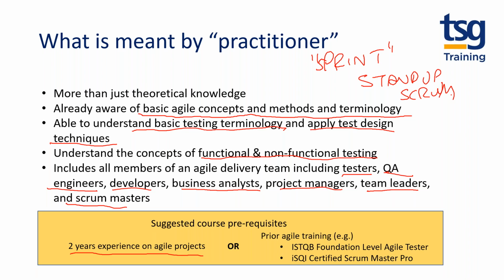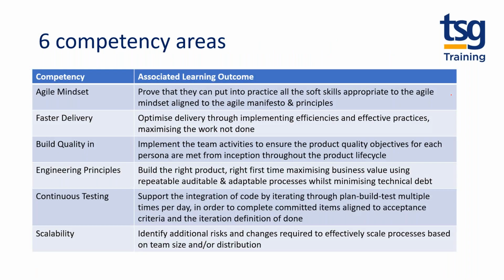So what are we actually going to focus on in those 3 days? We've got 6 competency areas that are very tied to Agile teams being able to deliver as efficiently and effectively as possible. So we're looking at the Agile mindset, and we're mainly looking here in terms of working together, being able to demonstrate and put into practice the soft skills that are appropriate to the Agile way of working.